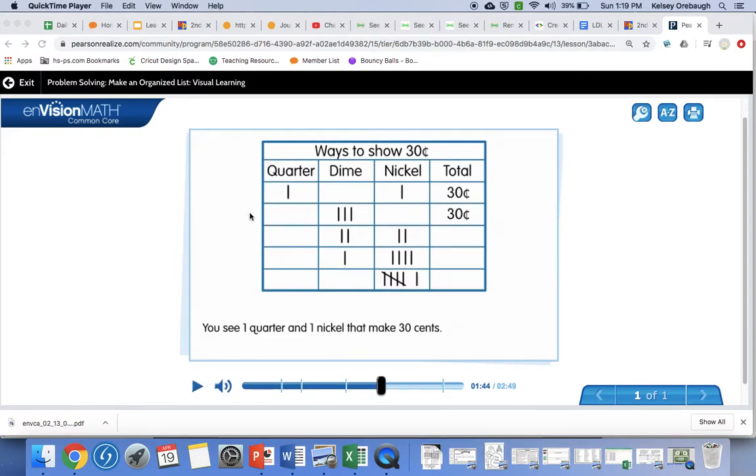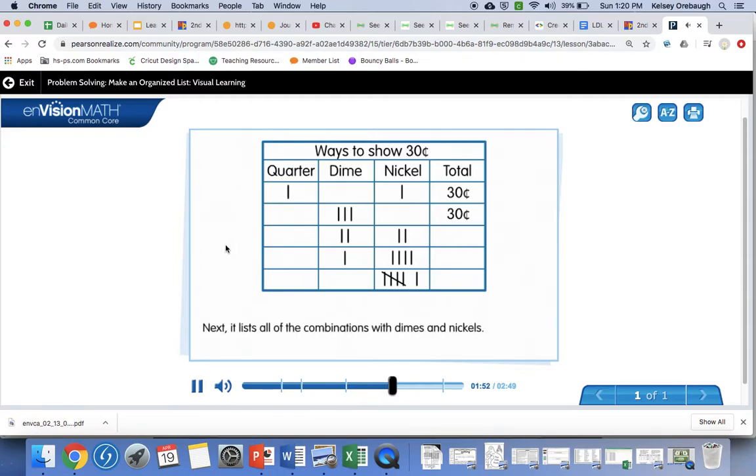So we just found out that a quarter and a nickel makes 30 cents. 25 plus 5 is 30. You also see 3 dimes that make 30 cents. How do 3 dimes make 30 cents? Well, each dime is worth 10 cents. 10 plus 10 plus 10 is 30. 10, 20, 30.